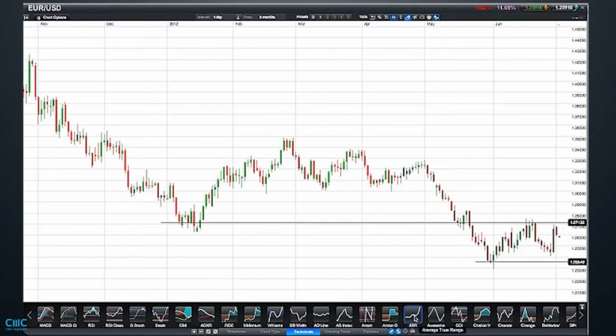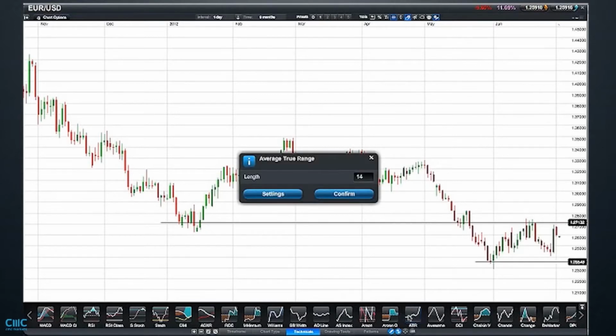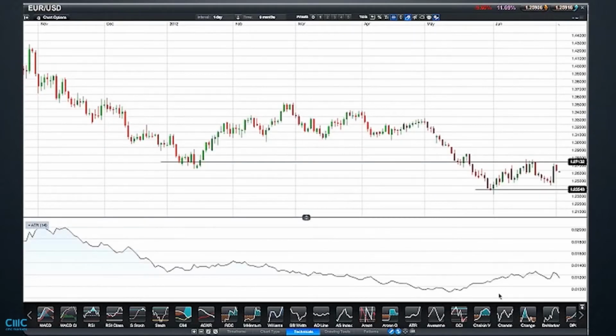And we pull it up by hitting the ATR button at the bottom of the screen here. This is in the technical studies area. We can then select the period of the average true range, but we're going to go with the current setting of 14 days in this case, and we simply confirm that, and it draws the average true range for us at the bottom of the chart.